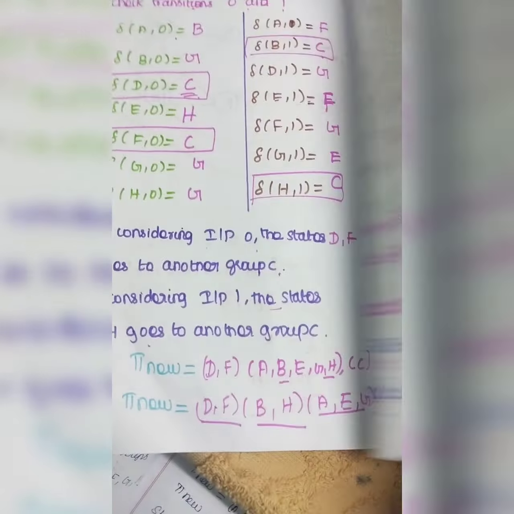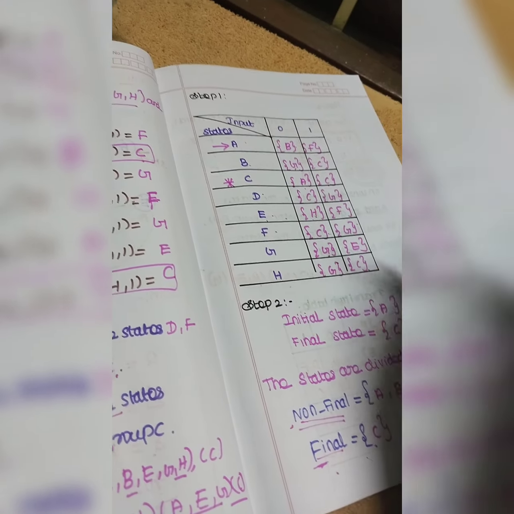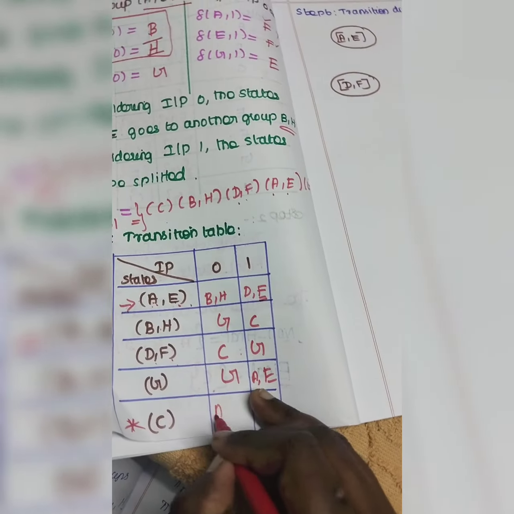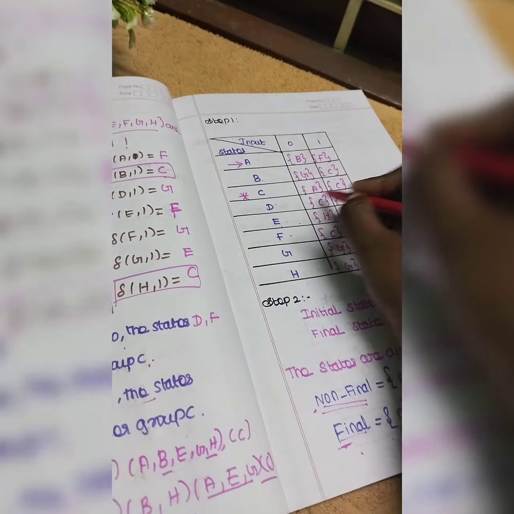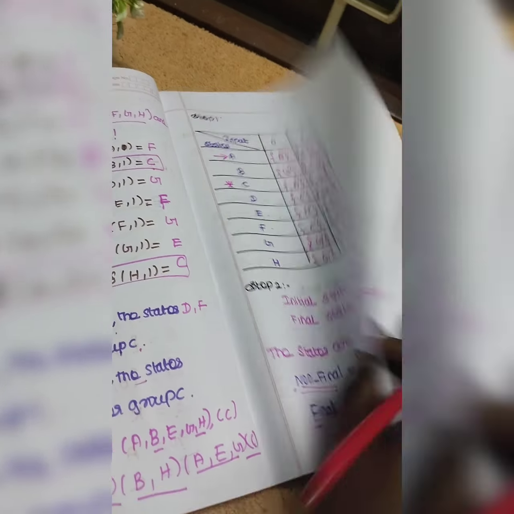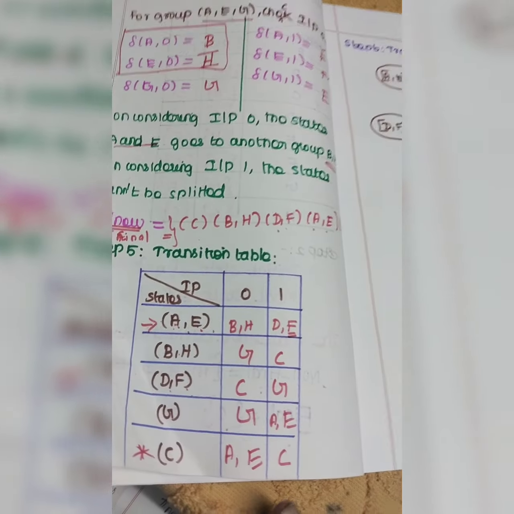Next, C you can check. C with input 0 gives A, and A means you can process it with E, so A comma E. And C with the input 1 gives C only. So no issues, you have to write C. Okay. So this is the final transition table.